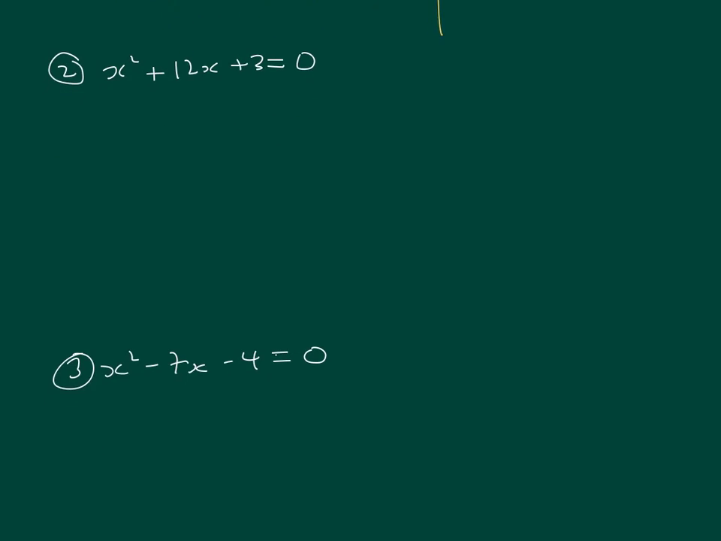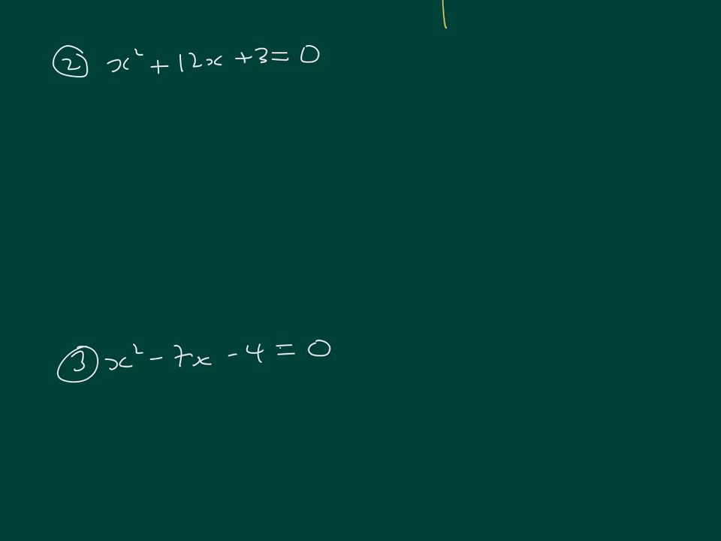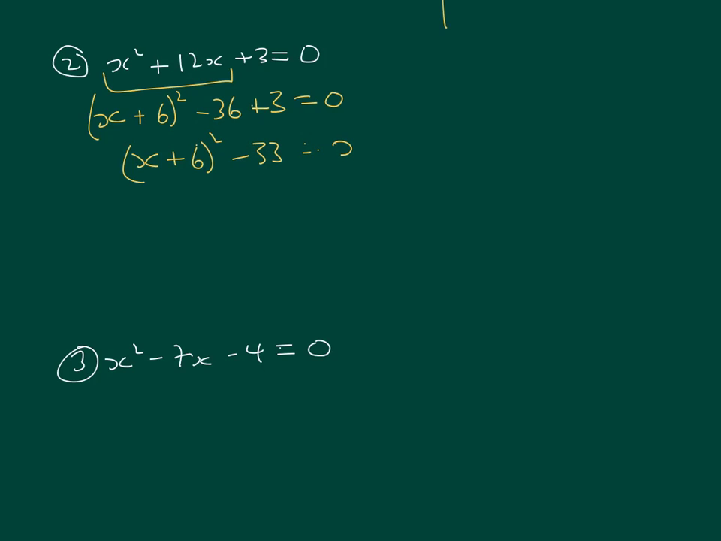Let's look at the next one. So again, we're completing the square on these 2 terms here. So we'll have x plus 6 all squared, and then we're going to take away 36 because 6 squared is 36, and we're going to add 3, which is this part here. That all equals 0. So we have x plus 6 all squared minus 33 equals 0.